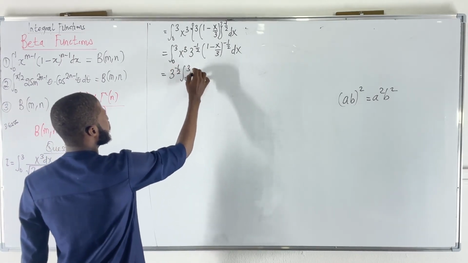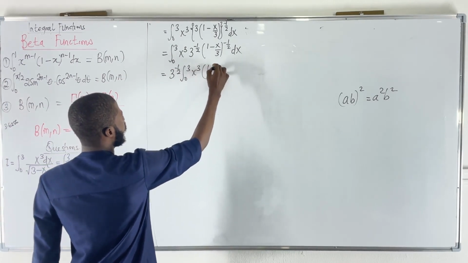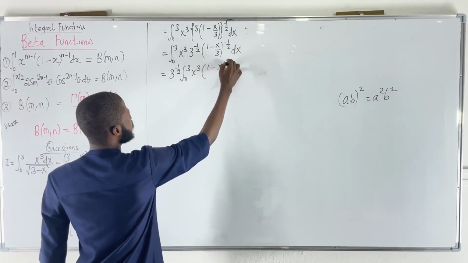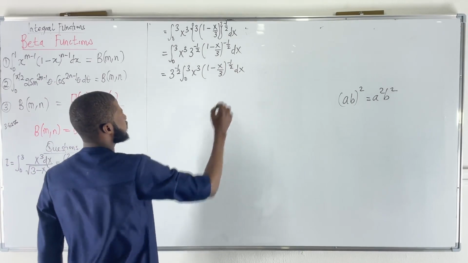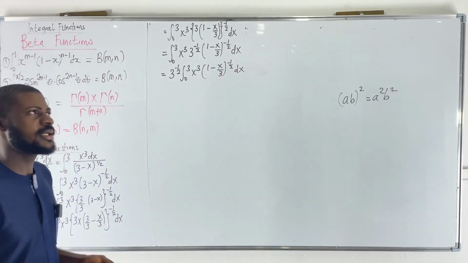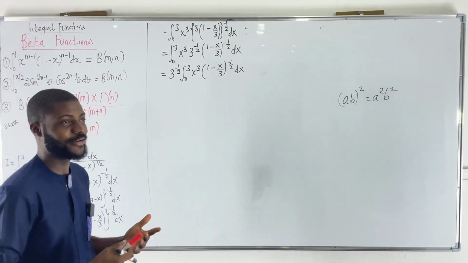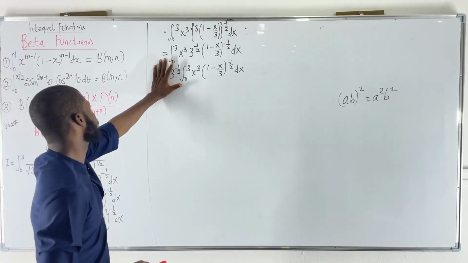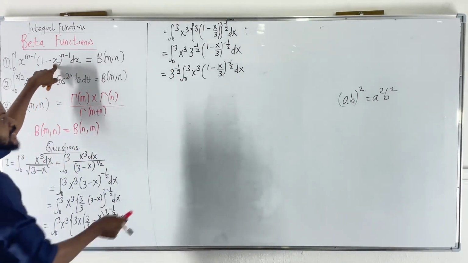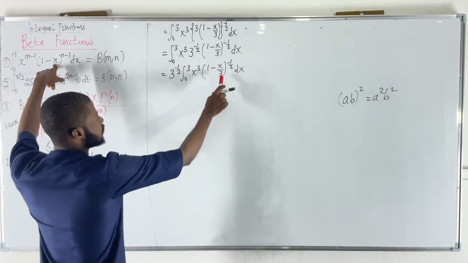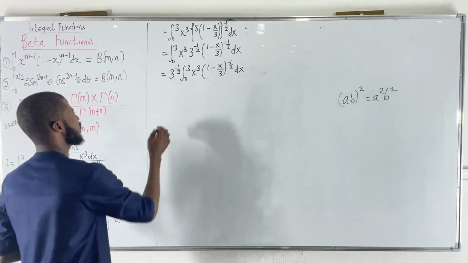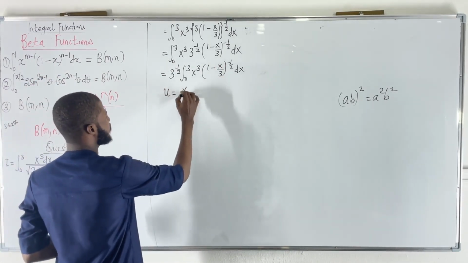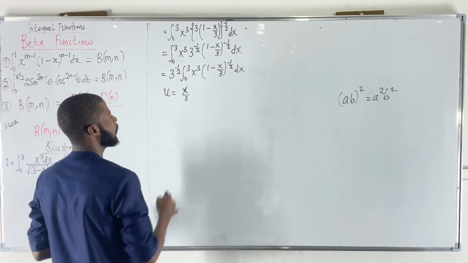Integral from 0 to 3 of x cubed, 1 minus x over 3 to the power of minus half dx. Now I can confidently say that, let me make my substitution. Because again, this is just x and not x over 3. So I need to make my substitution. So I need to say, let u become x over 3.